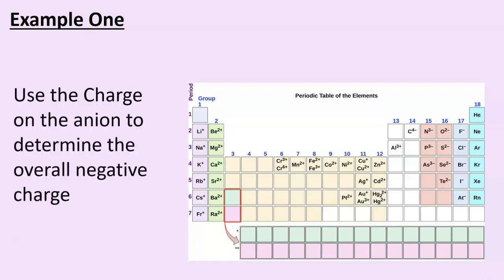Use the charge on the anion to determine the overall negative charge. So we want to focus on the anion first. Here we have a nickel bromide, okay, a nickel bromide. And what I really want to concentrate on first is the anion, which is my negatively charged atom. So bromine on your periodic table has a -1 charge. Bromine, it is a -1 charge, which makes it a bromide.